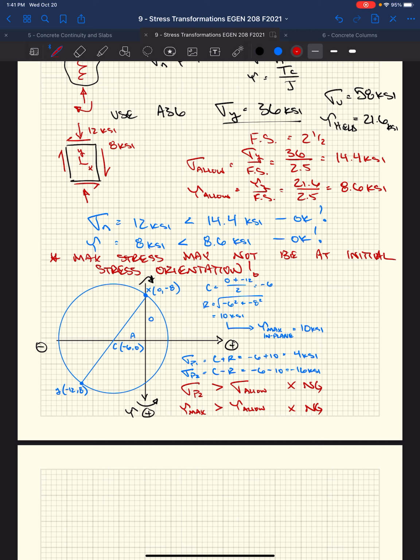Is that connection just carrying this gravity beam, or does this beam play some bigger role in the overall capacity of the building? If it's keeping the building from falling down in a windstorm or an earthquake, then we're going to use factors of safety that are a lot higher, right? But if it's just there to pick you and I up and transfer our load to the column, then it's probably in the 2.5 range, 2.67, somewhere in there.